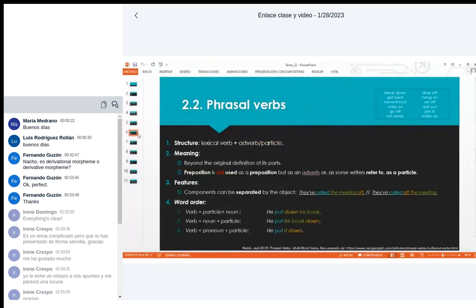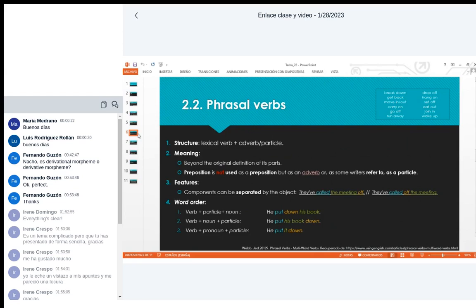Now, phrasal verbs are something completely different from what we have seen before. A phrasal verb is the lexical verb plus an adverb or a particle. Linguists prefer to say particle instead of adverb, because we do not always have an adverb. This particle can be performed by adverbs or by prepositions. That depends on the meaning.